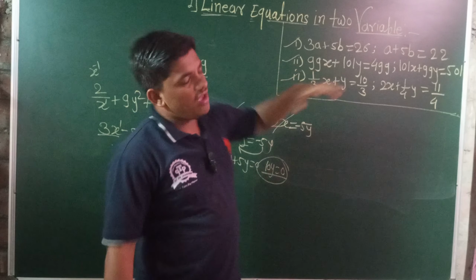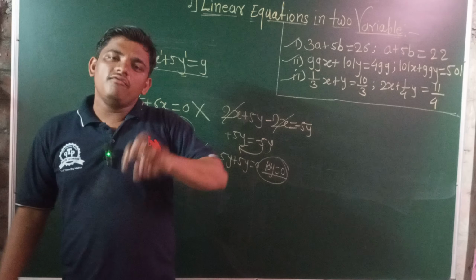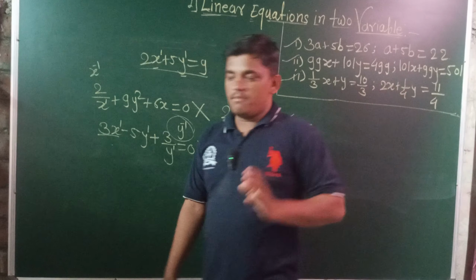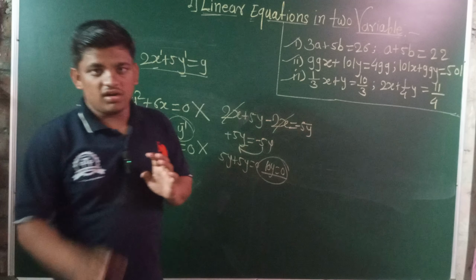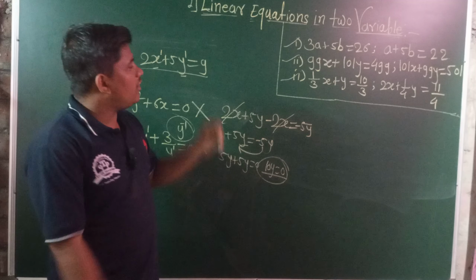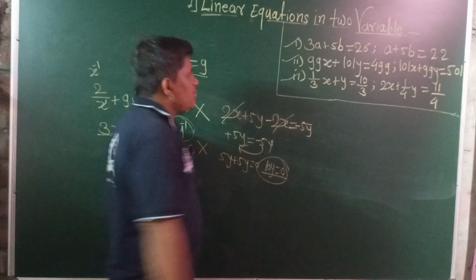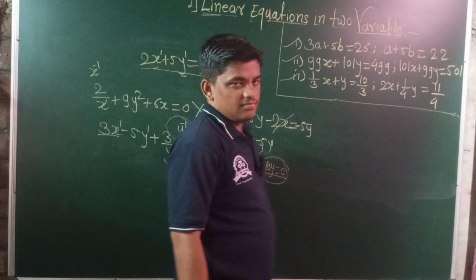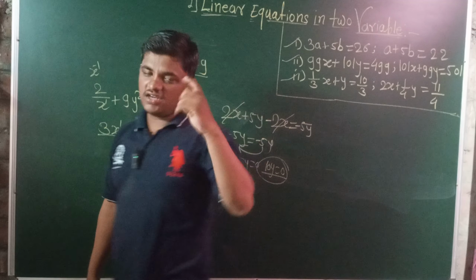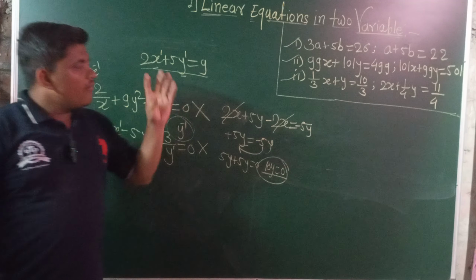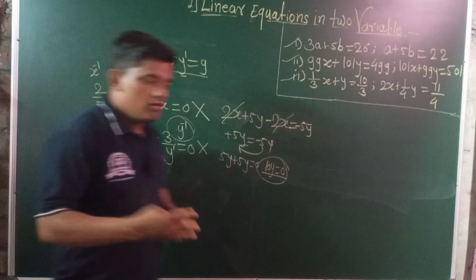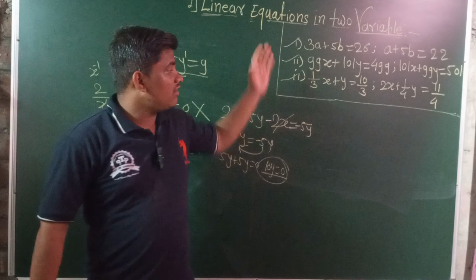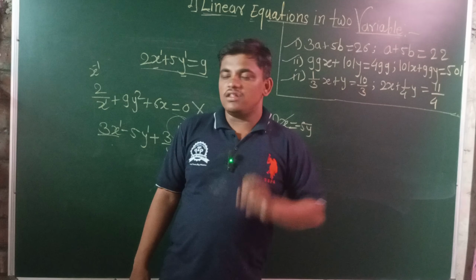Solving linear equations in two variables means we find the unknown values of the variables. What is exactly the target of solving the equation? We must find the values of these variables or letters which are present in the equations. For solving these equations, we have four methods. In the first method, the substitution method, I will explain and also solve these equations.